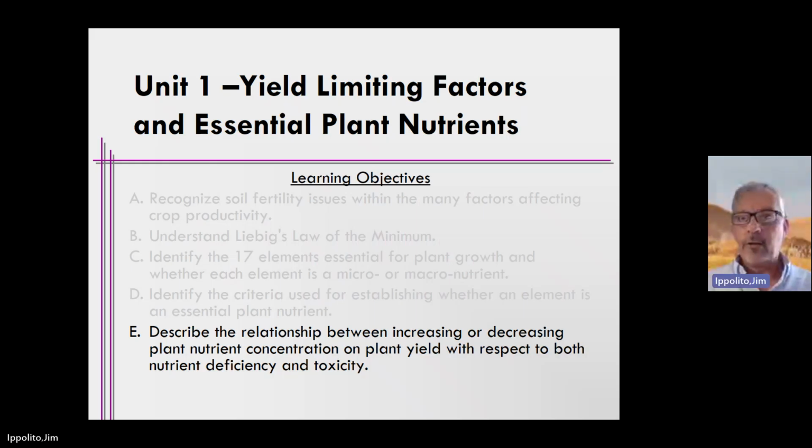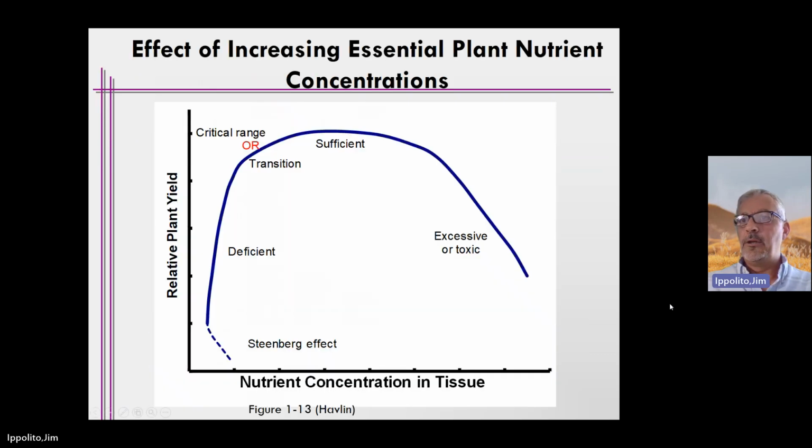Right, let's tackle the fifth objective for Unit 1. This is where you should be able to describe the relationship between increasing or decreasing plant nutrient concentration on plant yield with respect to both nutrient deficiencies and toxicities. I'm going to try to make this as simple as possible and use this graph. This graph is also shown in your notes.